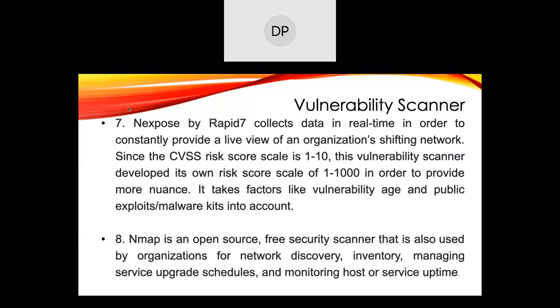Then next, Nexpose by Rapid7 collects data in real time in order to constantly provide a live view of an organization's shifting network. Since the CVSS risk score scale is 1 to 10, this scanner develops its own risk score scale of 1 to 1000. In order to provide more context, it takes factors like vulnerability age and public exploit malware kits into account.